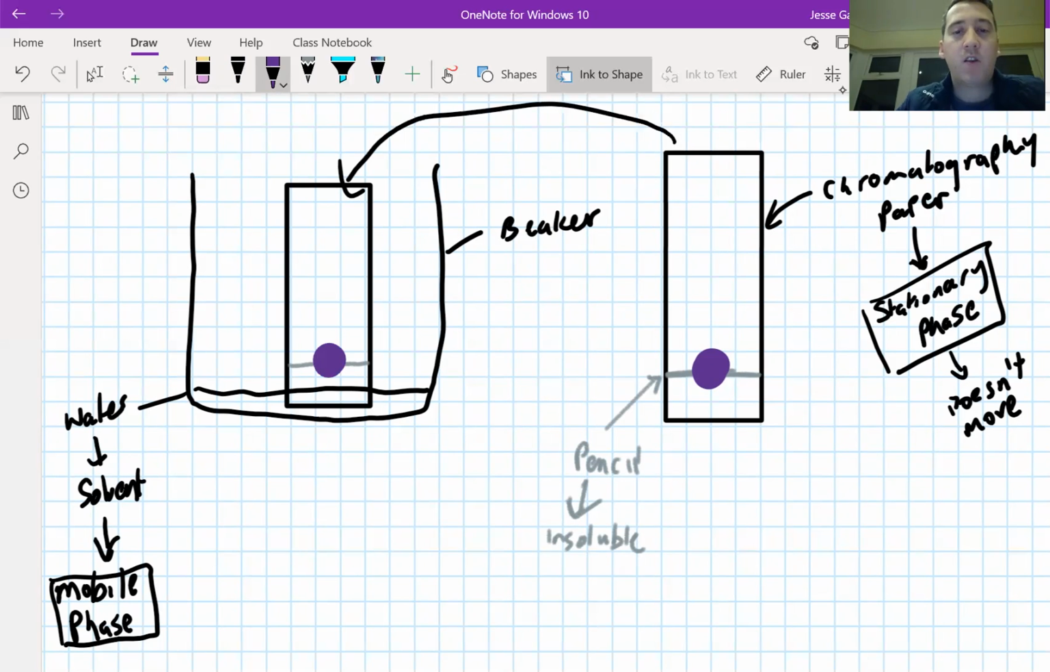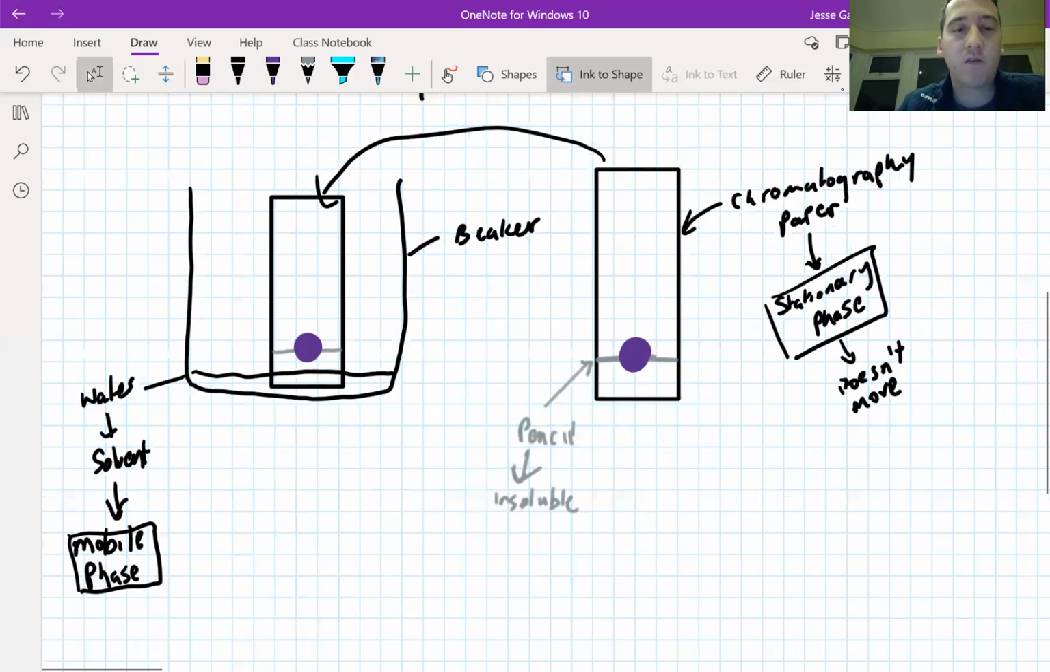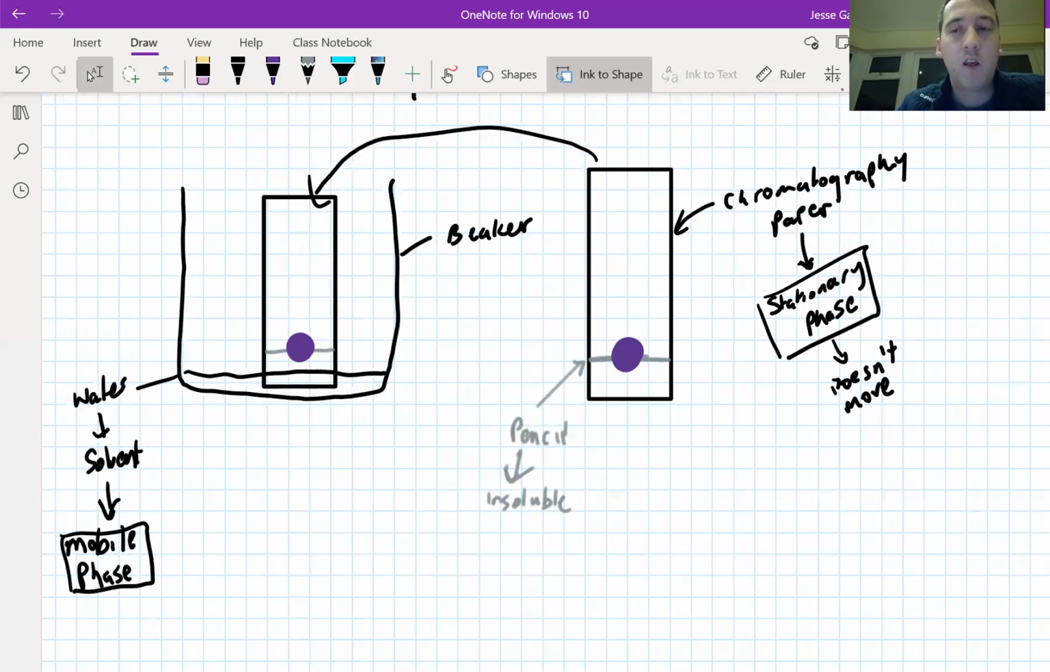So in chromatography, we use a beaker, we use chromatography paper, and we use a solvent, in this case, water. There is a stationary phase, which is the chromatography paper. It's stationary because it doesn't move anywhere. And there is a mobile phase. There is a solvent, which is the mobile phase.